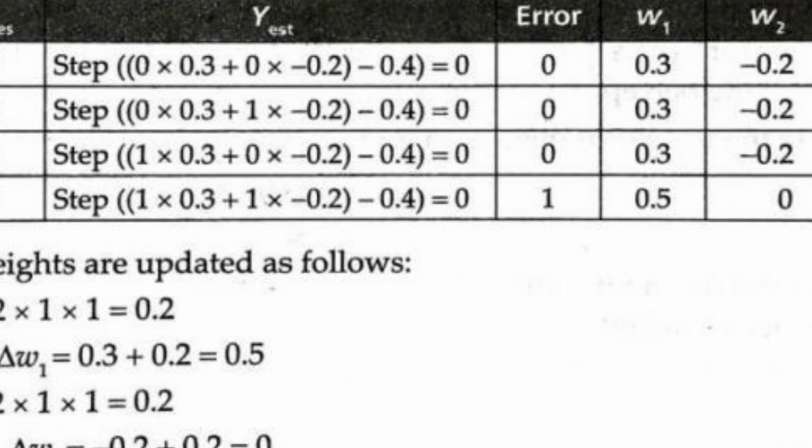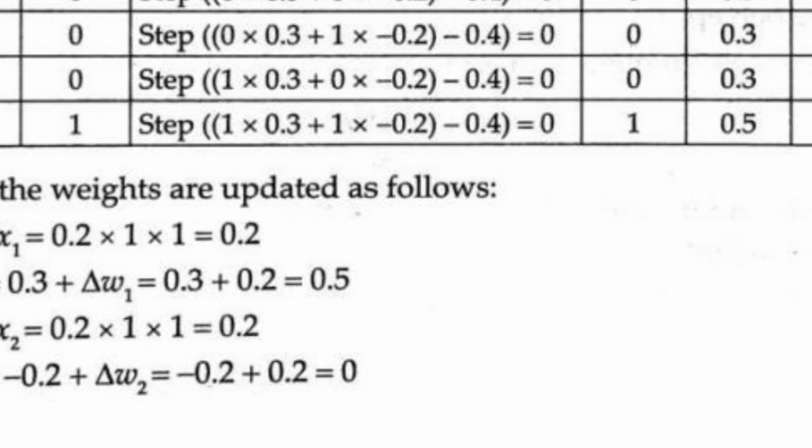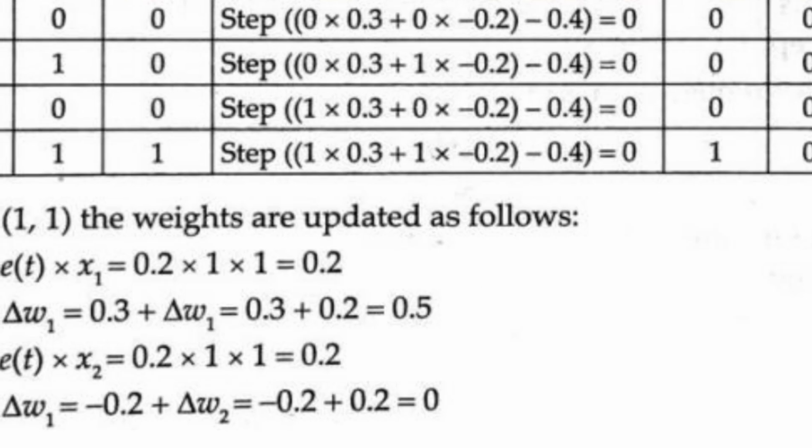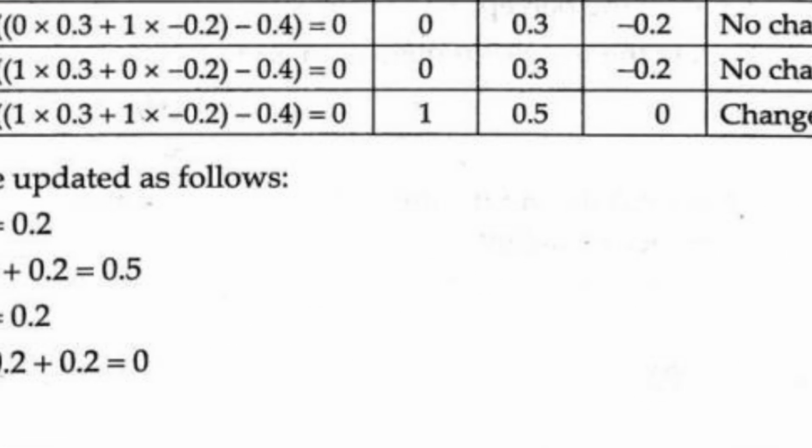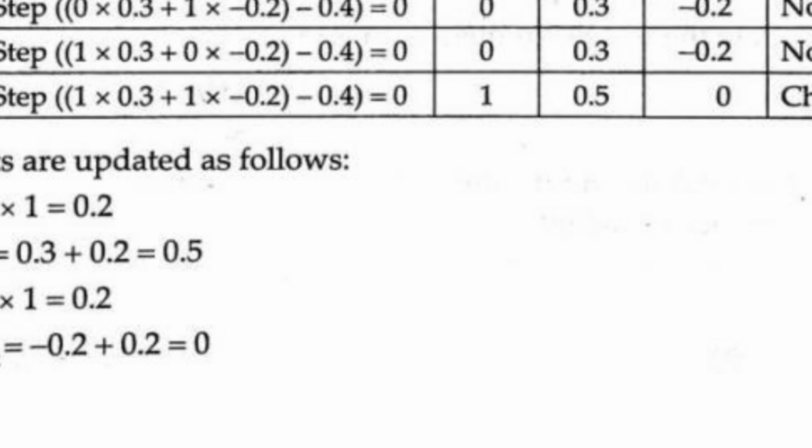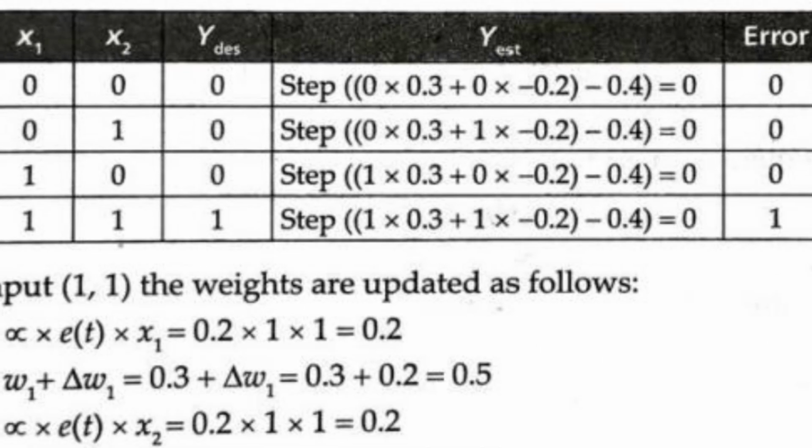1 into 0.3 plus 0 into minus 0.2. 0.3 minus 0.2 is 0.1. 0.1 minus 0.5, which is less than 0. So answer is 0. There is no error. What we have assumed, what we obtained, both are same. We can keep the same weight for the next. In the next step, 1 into 0.3, 1 into minus 0.2, altogether 0.1 minus 0.4, the answer is 0.